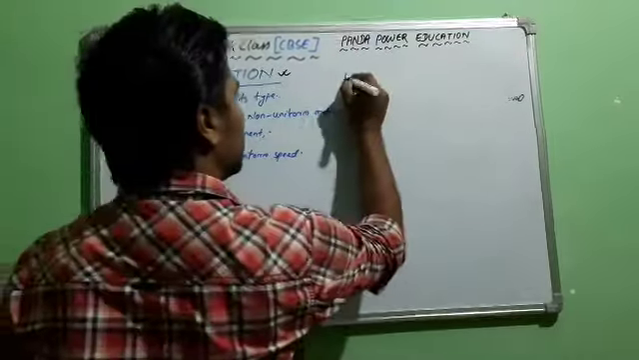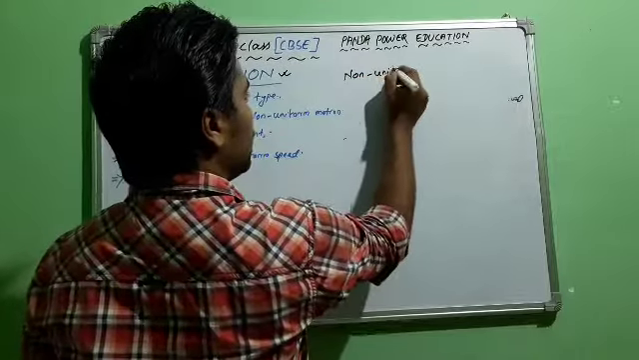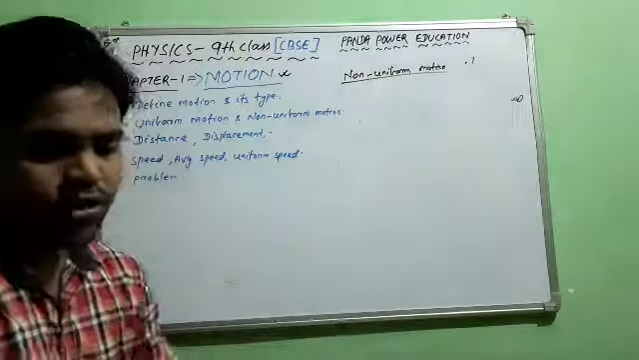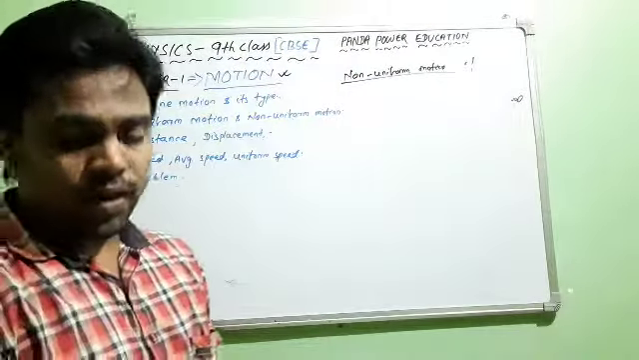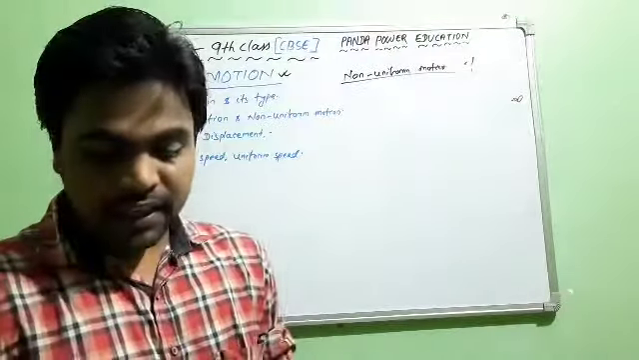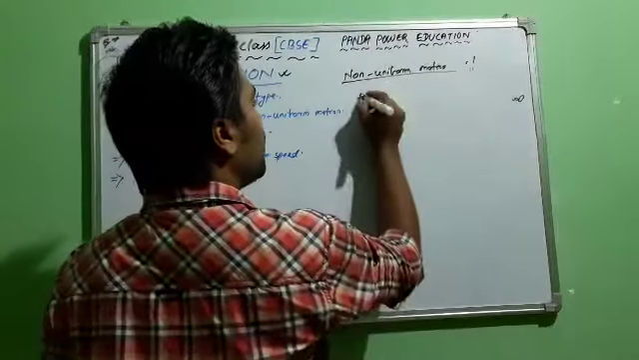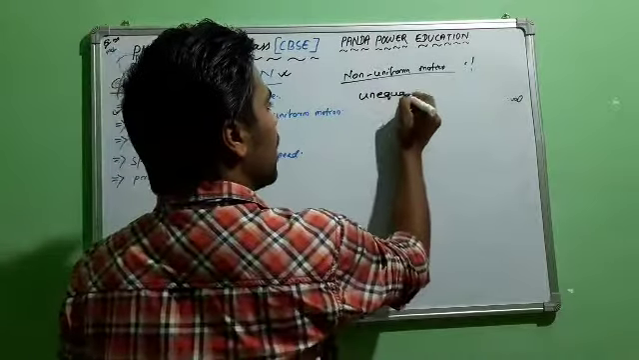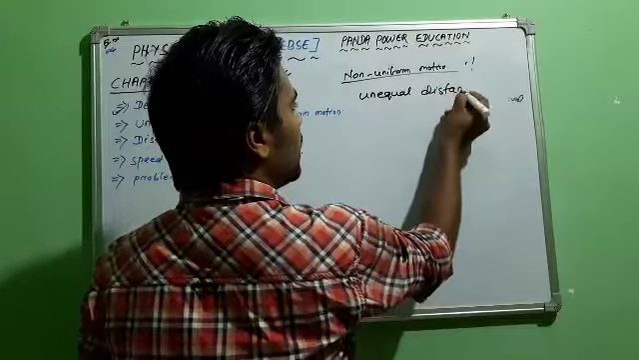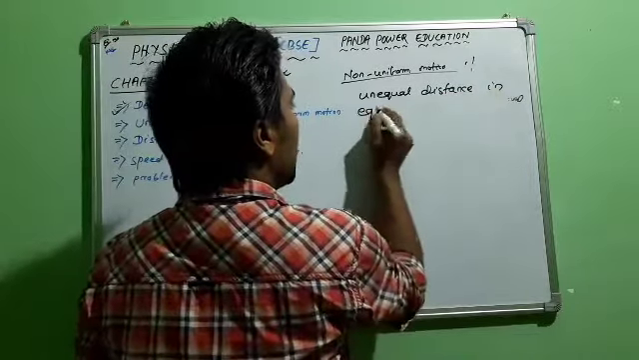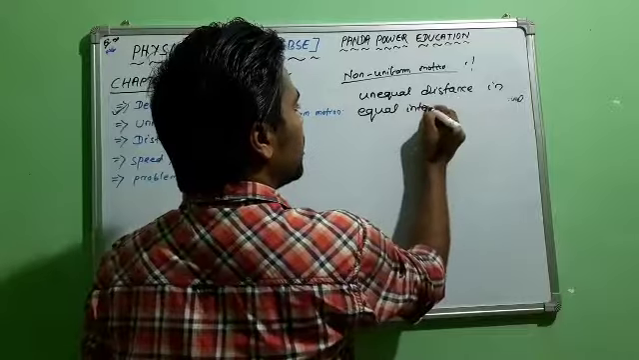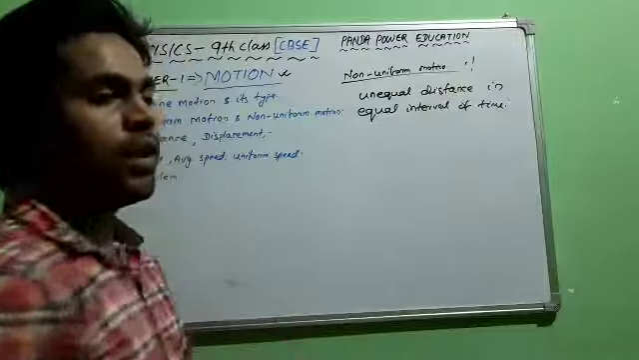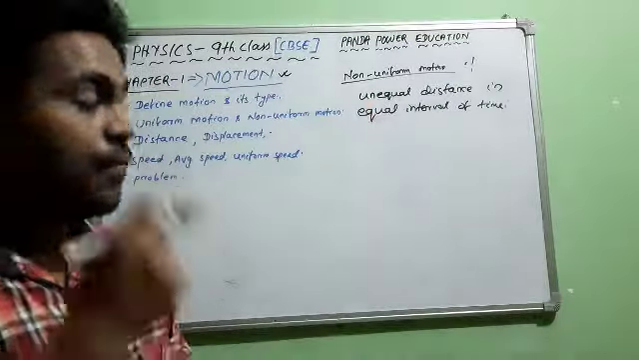Non-uniform motion. So what is non-uniform motion? Write down, if a body travels unequal distance in equal interval of time, got it? Then that body is said to be in non-uniform motion.